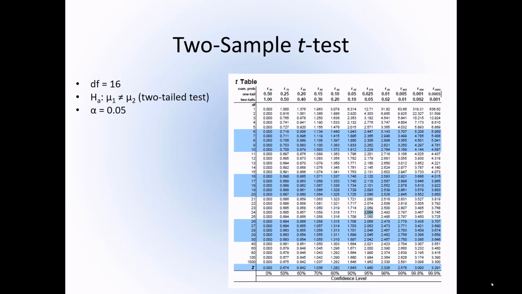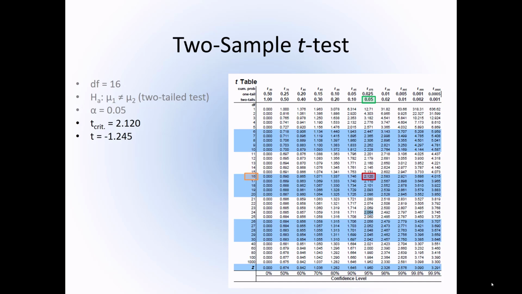Now we can go to the same t-table as we did for the one sample t-test. We find our degrees of freedom, and we find our appropriate column for our significance level. Again, our default is 0.05, and this is a two-tail test because we're interested in both the left side and the right side of the curve. And we can use this to find our critical value, which is 2.12. We then compare our test statistic to this critical value and then determine if we should either reject or fail to reject the null hypothesis.